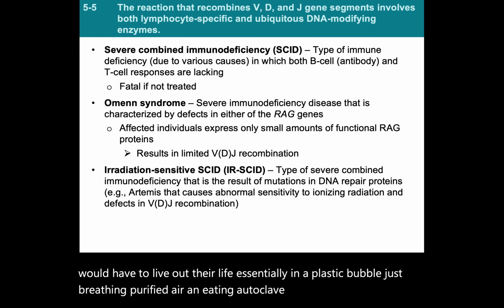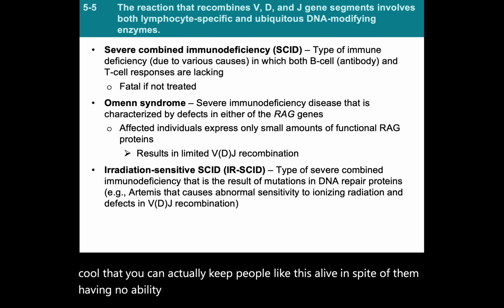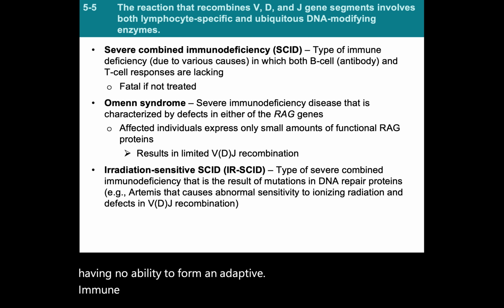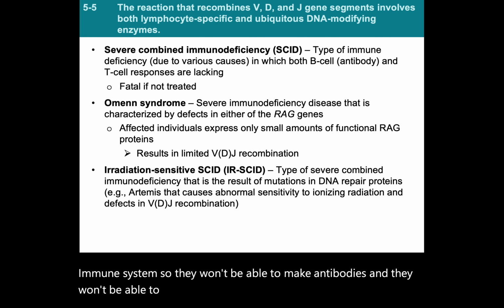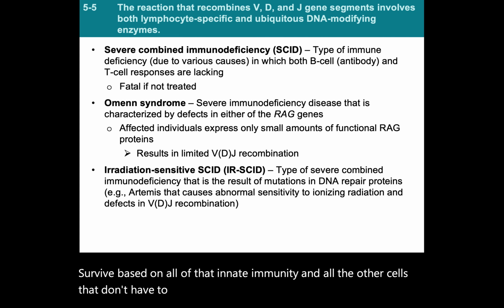And it's really cool that you can actually keep people like this alive, in spite of them having no ability to form an adaptive immune system. So they won't be able to make antibodies, and they won't be able to make specific T cells. And so they just have to survive based on all of that innate immunity and all the other cells that don't have to undergo recombination, like a natural killer cell, for example.